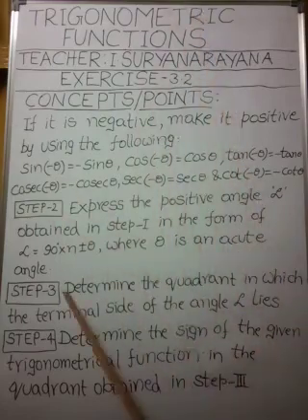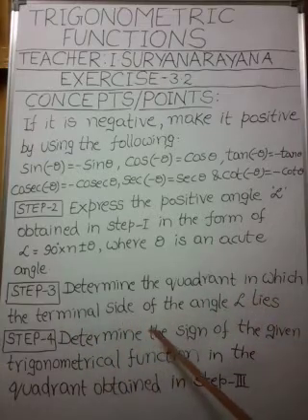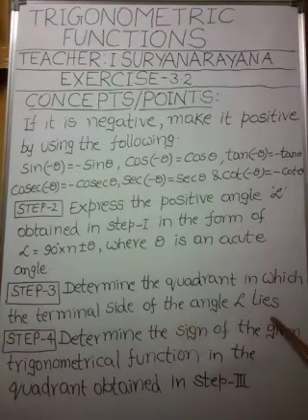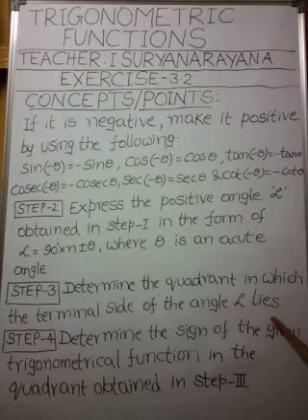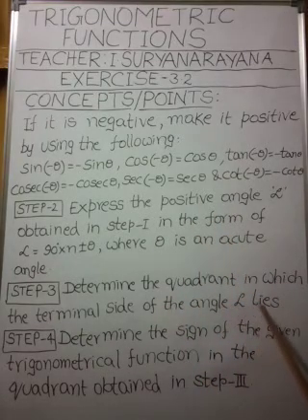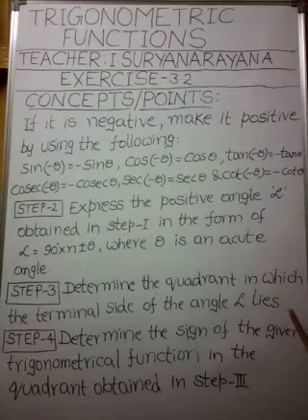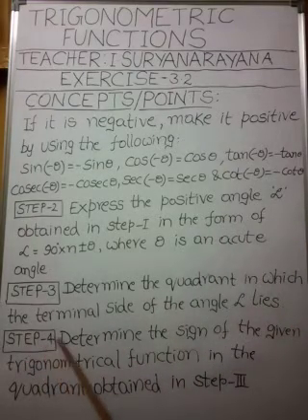Right. Now come to step 3. Determine the quadrant in which the terminal side of the angle alpha lies. Now we have to identify in which quadrant the terminal side of the angle alpha lies. Okay, my children, understood this step 3? Right. Now come to step 4.